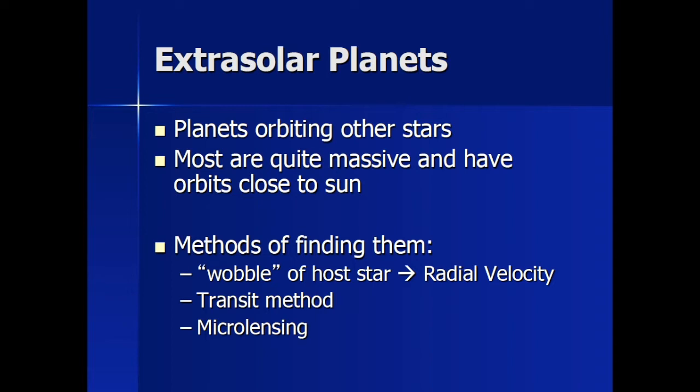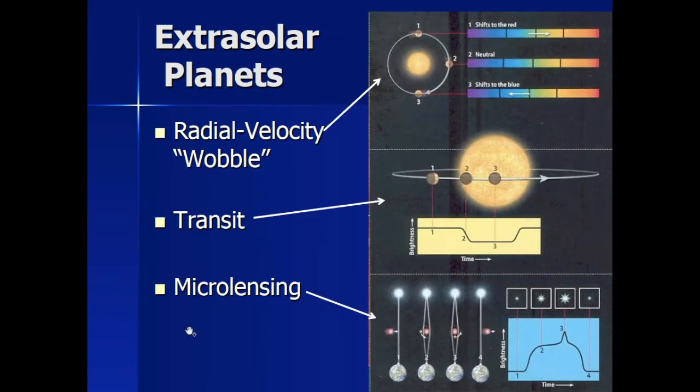So how are we finding extrasolar planets? There's three basic methods that we're using to find extrasolar planets. The first one is called radial velocity, or what I sometimes call the wobble of the host star. The second method is called the transit method, and the third method is called microlensing. So let's go through each of these.